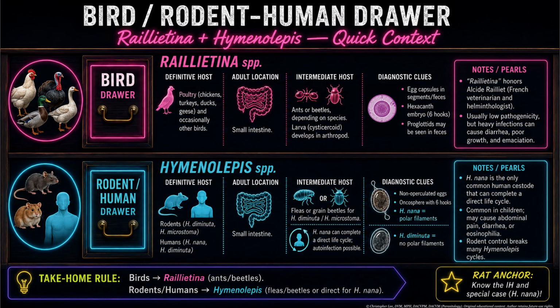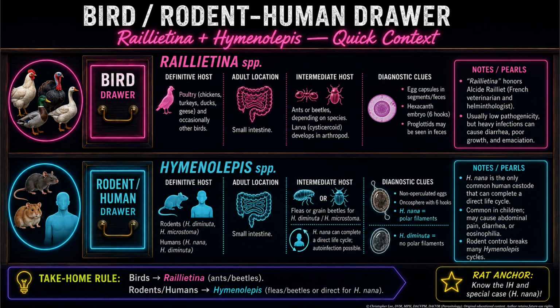For the bird drawer, think Raillietina. Adults live in the small intestine, and the intermediate host is commonly an ant or beetle, depending on the species of tapeworm. The eggs are not operculated. They are packaged in egg capsules and contain hexacanth embryos with 6 hooks on the oncosphere. Proglottids may also be seen. The name Raillietina honors Alcide Railliet, a French veterinarian and parasitologist.